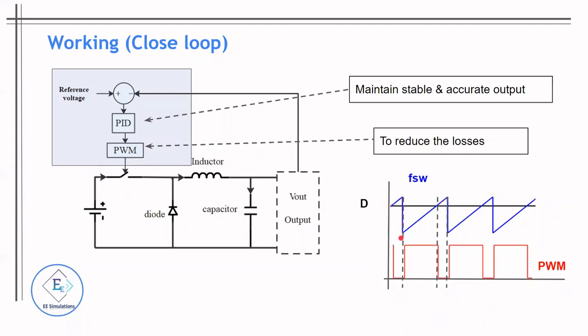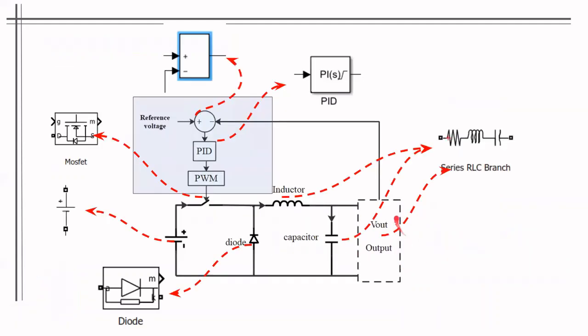This is the carrier wave, a repetitive sequence or circuit wave, whereas this is the generator output of the PID, means this output. By comparing them, whenever the duty cycle is greater than the carrier wave, a high signal will pass through the switch, otherwise there will be a low signal. So what components will we require?